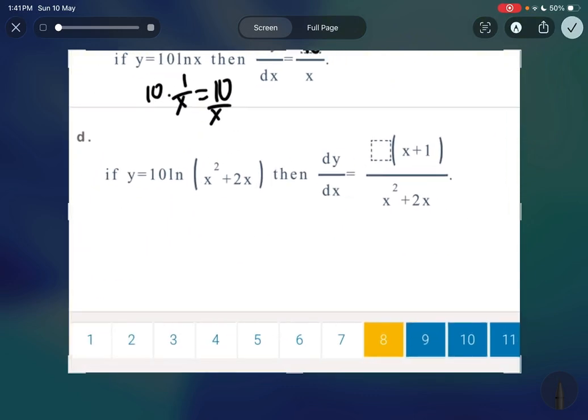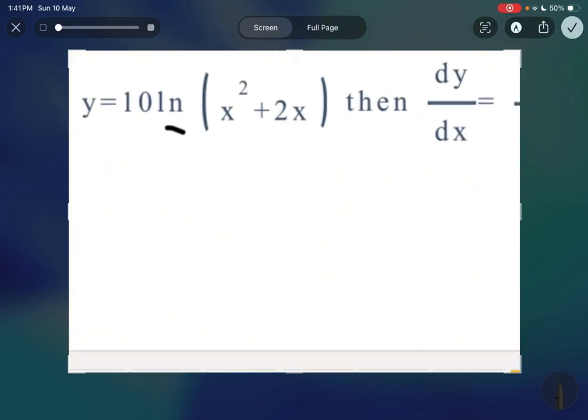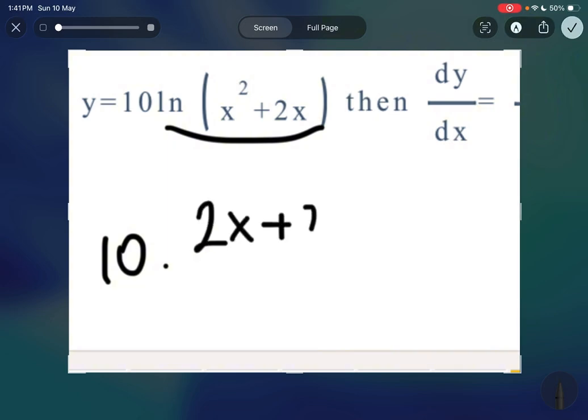For part D, it's also the same. This is 10 times the derivative of this, and you know it's u prime over u, so the derivative of that over the original one. So it will be 10 times the derivative of that, which is 2x plus 2 over x squared plus 2x.